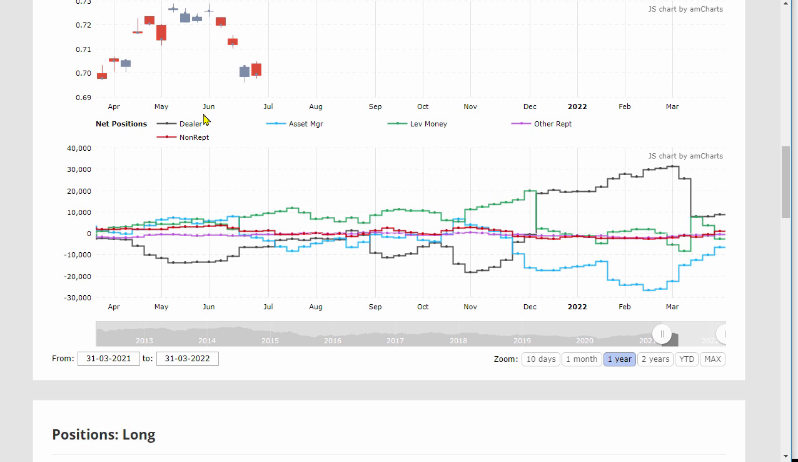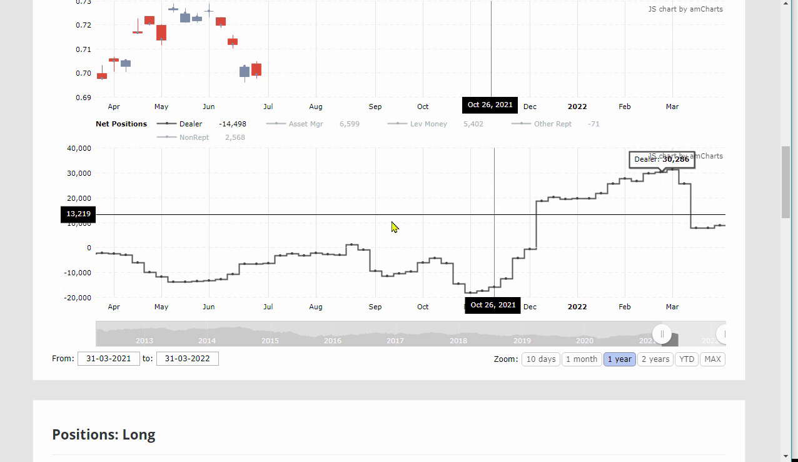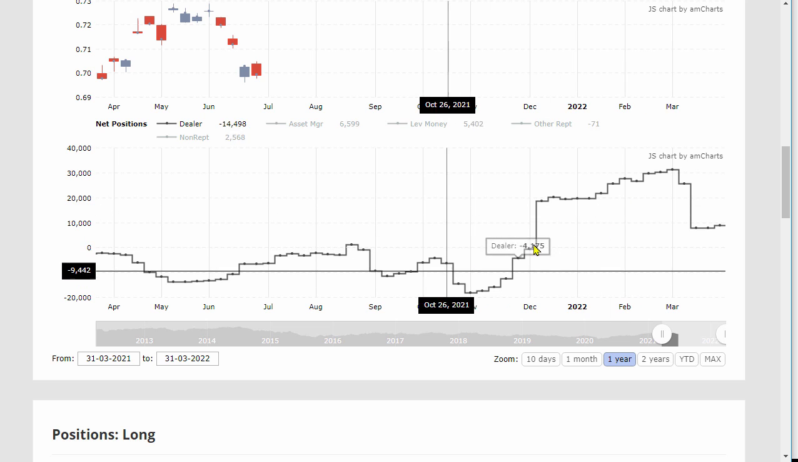Now this is the extremes of what the dealer's having to cope with. In other words, if everyone gets bullish, the dealer has to be on the other side and be bearish. Everyone gets bearish, well, the dealer has to be bullish. They have to hold the other side of the trade, so their positions go up particularly high.